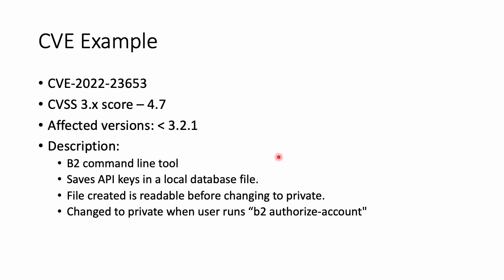So when the keys are saved and the file is created, the content of the file is readable initially and is later altered to private to the user. This happens only when the user runs b2 authorize-account. So in this time gap, while the file changes from readable to private, the attackers can come and attack through this race condition vulnerability.